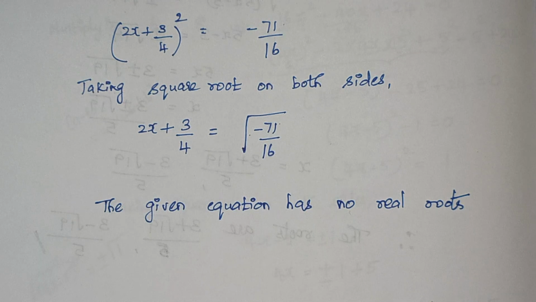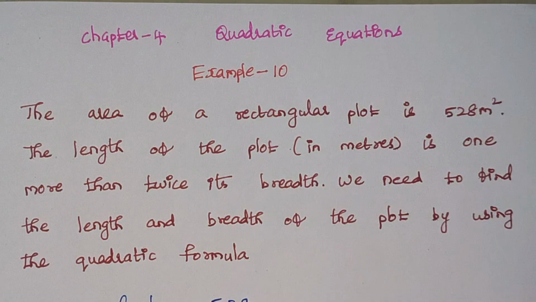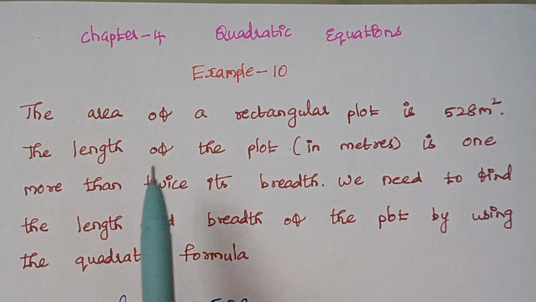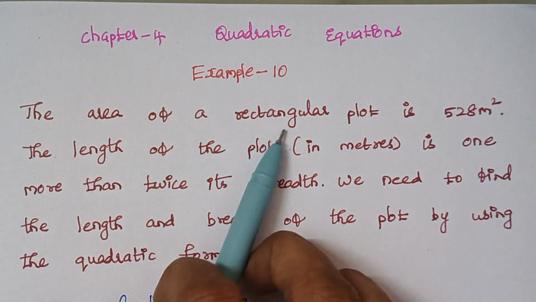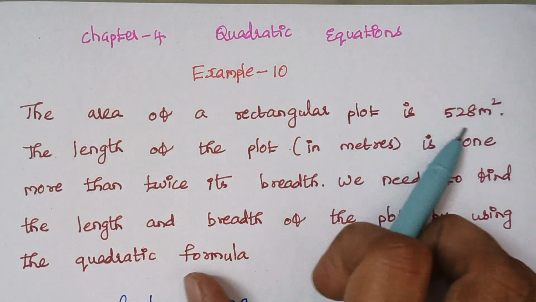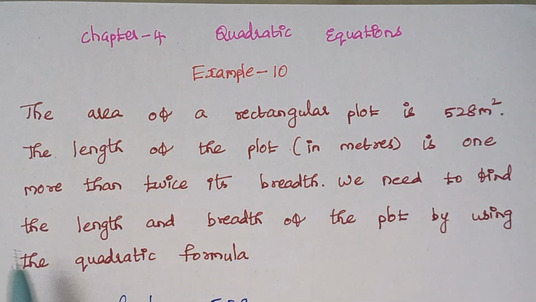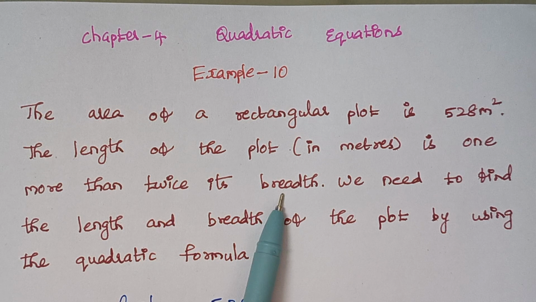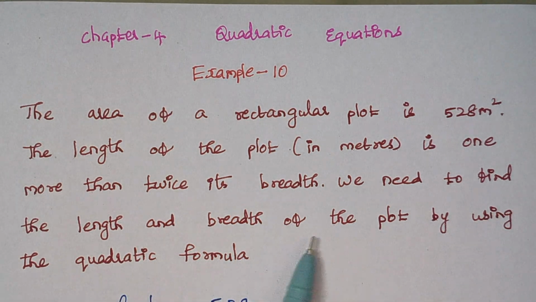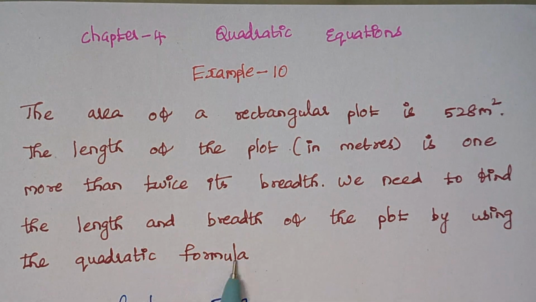We will proceed with our next problem. So, example 10 in chapter 4 quadratic equations. So, here the problem is the area of a rectangular plot is 528 meters square. The length of the plot is one more than twice its breadth. We need to find the length and breadth of the plot by using the quadratic formula.